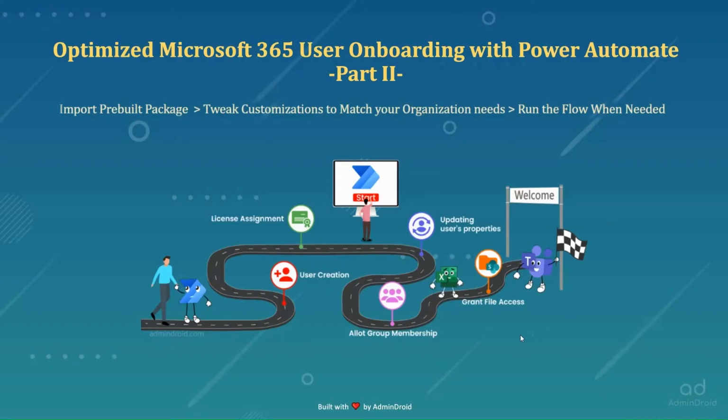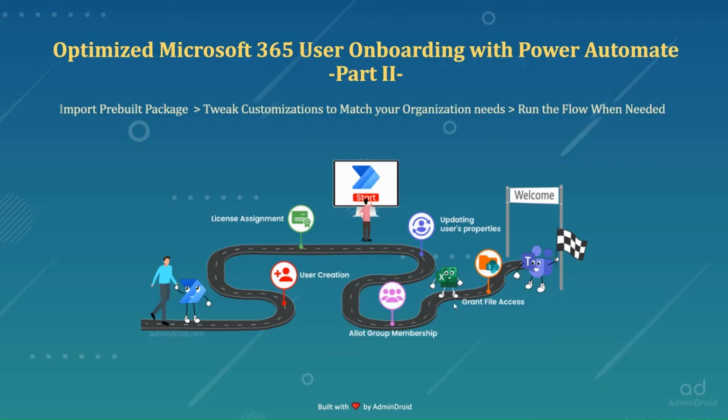This time, we've optimized the flow to help you with your Microsoft 365 user provisioning tasks using Power Automate and Excel. In this flow, we start by creating a user with manager approval. Then, we assign a Microsoft 365 license to the created user and update their properties. Next, we'll be adding them to the desired groups and granting access to necessary files in a SharePoint document library based on their department, job title, location, and more such properties. Lastly, we welcome the new user with a warm welcome message in Teams.